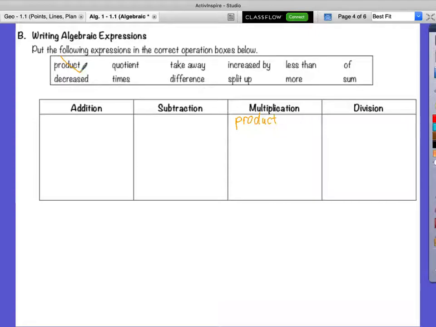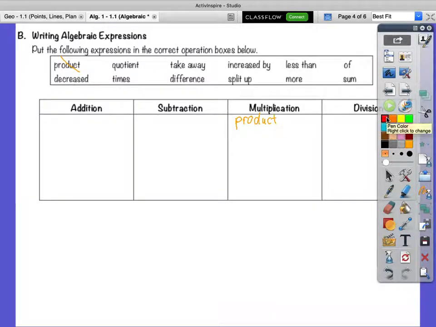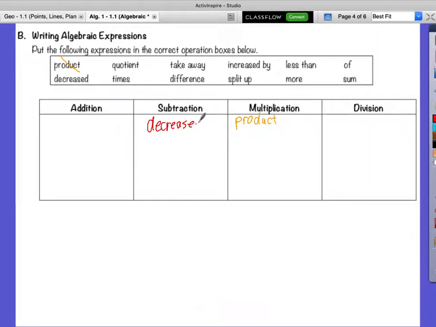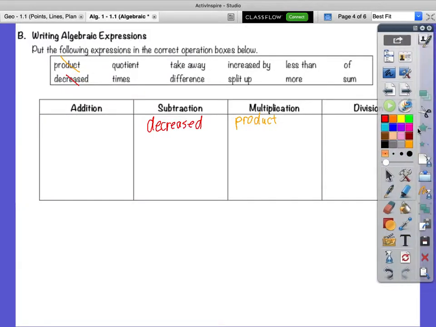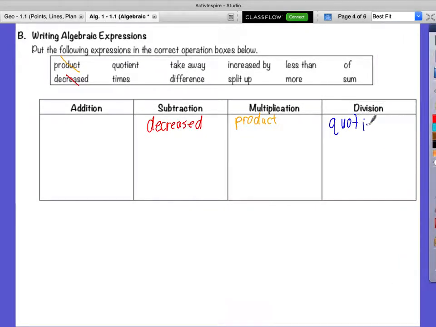Who can tell me another one that they can fit in there? Okay, Dylan. Decreased, you can put in subtraction. Oops, not addition. Maddox? Quotient's division. Yep, quotient would be division. That's the answer for a division problem.